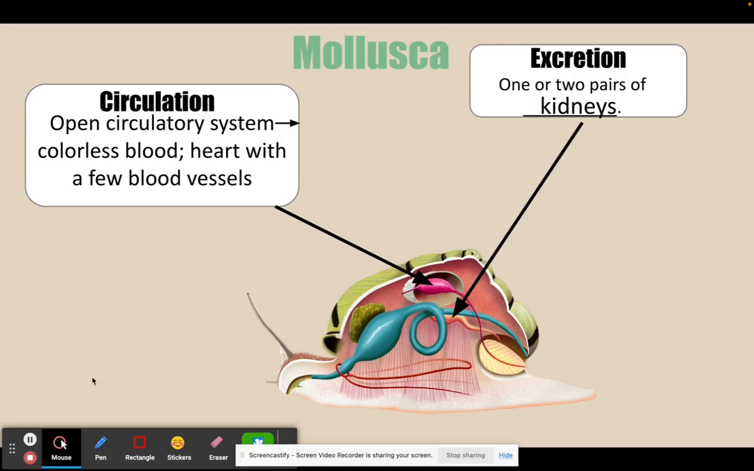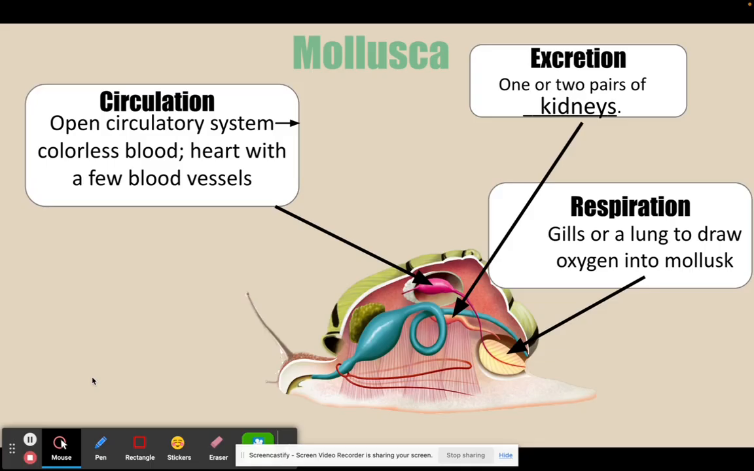And how they actually breathe, this is the first phylum that we're going to experience where there are gills or an actual lung that's going to draw the oxygen into the mollusk. You can see that this has a gill-like structure right here that the arrow is pointing to, and that's where they're going to exchange the carbon dioxide and oxygen in their cells.